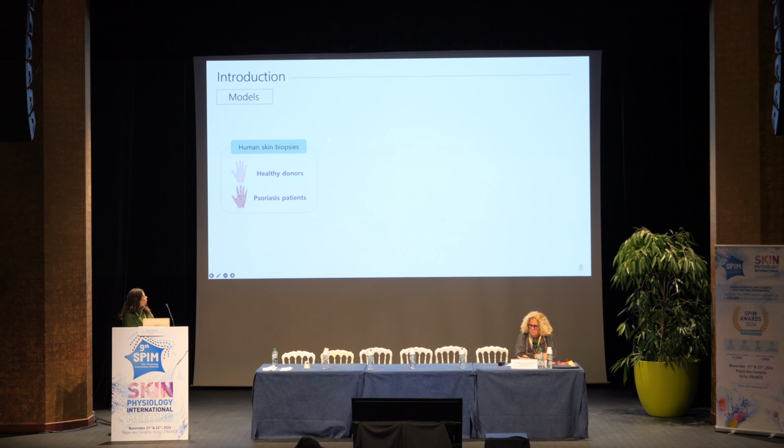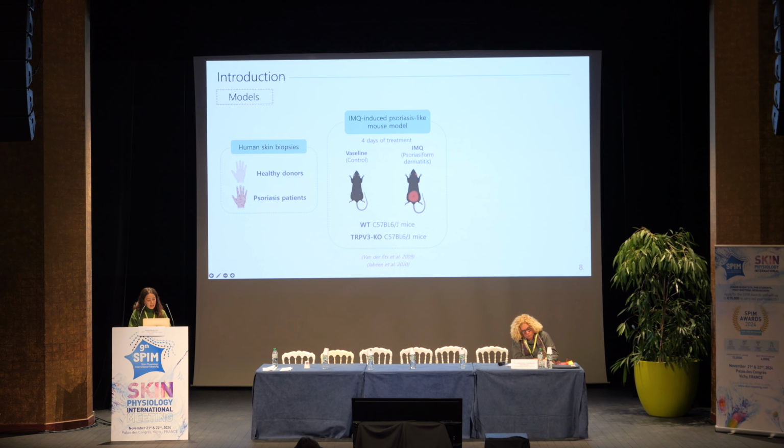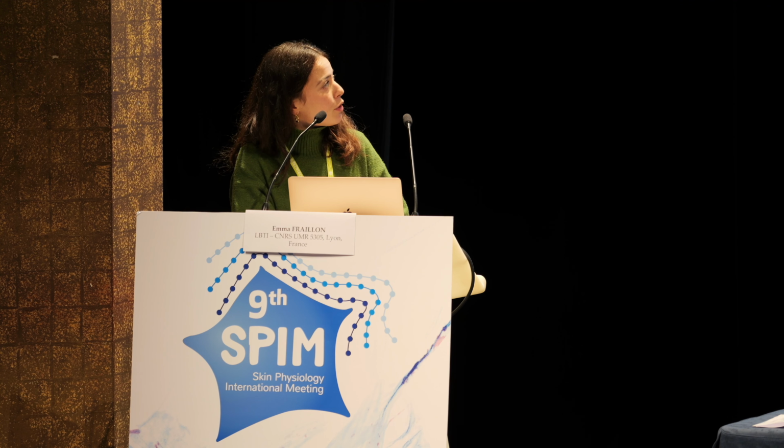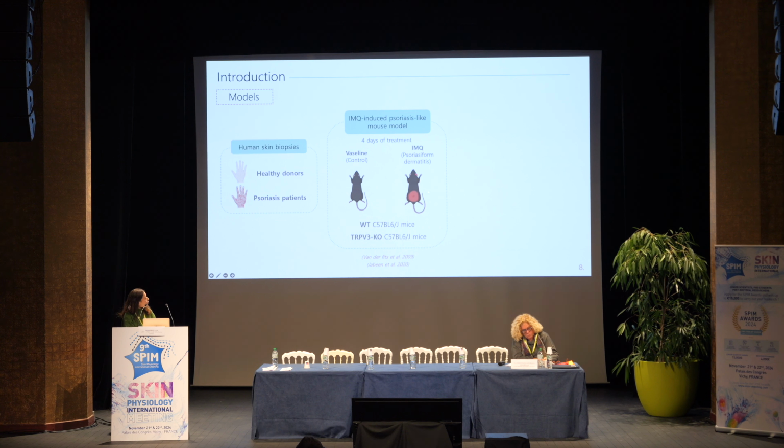To do so, we have different models. The first one is human skin biopsies from healthy donors or from psoriasis patients. The second model is the imiquimod-induced psoriasis-like mouse model, which consists of topical administration of imiquimod, an active substance able to induce a psoriasiform dermatitis in mice. So we apply imiquimod on the back skin and on the ear skin of mice for 4 consecutive days, and our control mice are treated the exact same way, but with Vaseline.